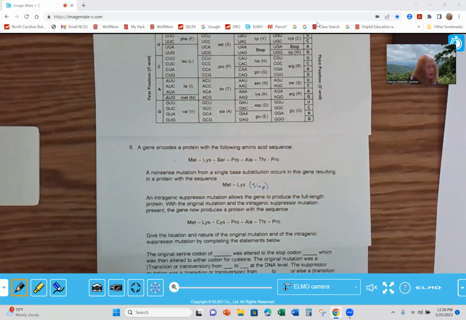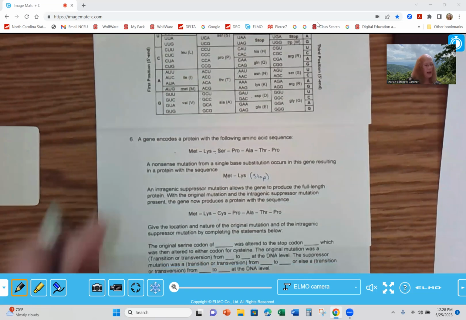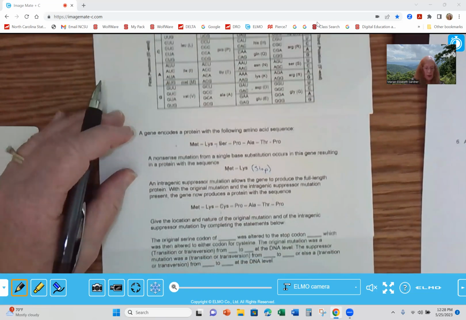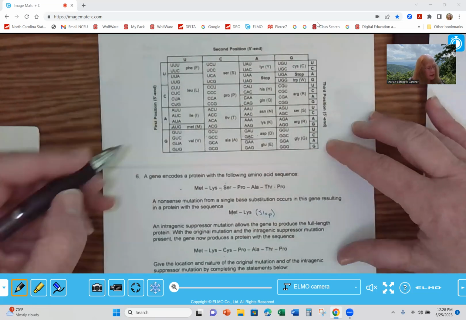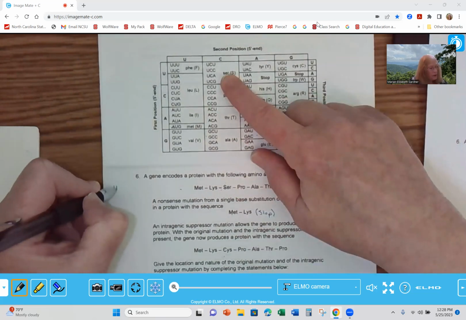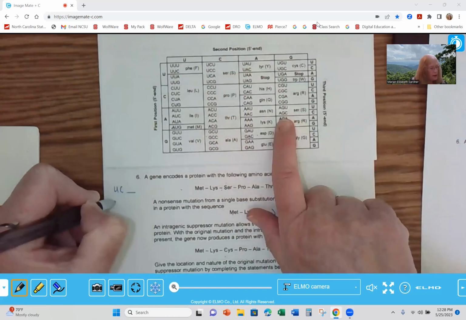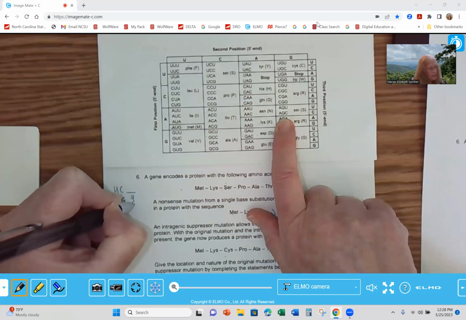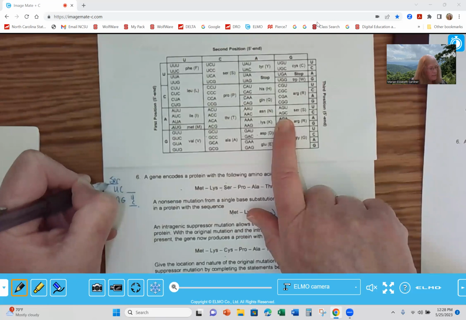So we want to give the location and nature of the original protein mutation and of the suppressor mutation. So the original coding for serine. Let's look at all of our serine codings. There's a whole bunch of them, and then there are a couple over here, A, G, either U or C. So all those code for serine.